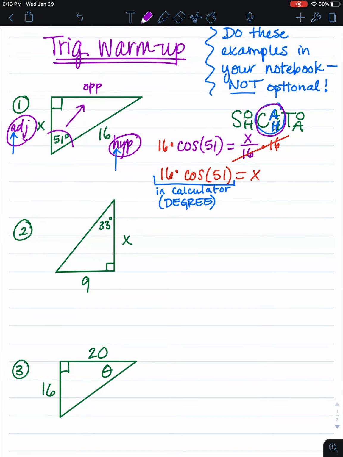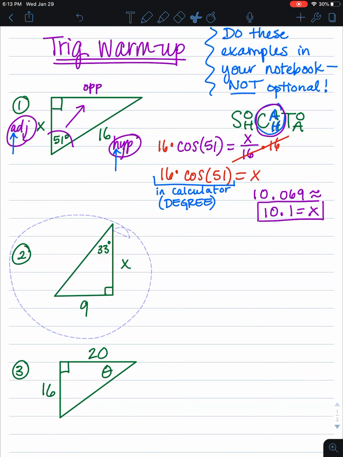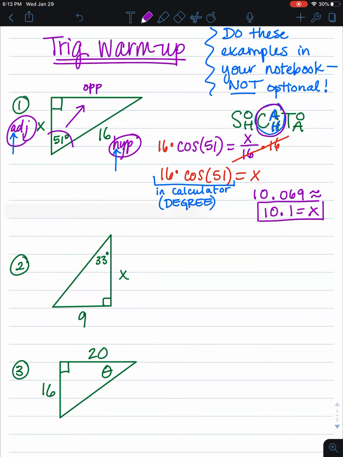for x is 10 point, let's round to the nearest 10th place, because it looks like, well, that was rude, stupid animals. 10.069, which is going to round to 10.1. Okay. So that's a very simple example of what you're going to have to do. Okay? All right. Next one.